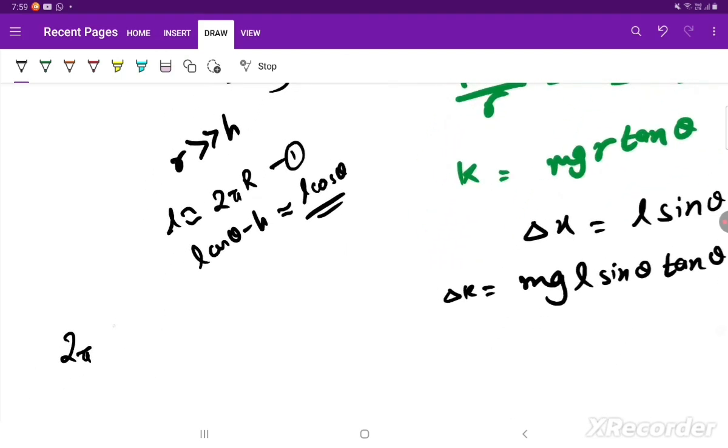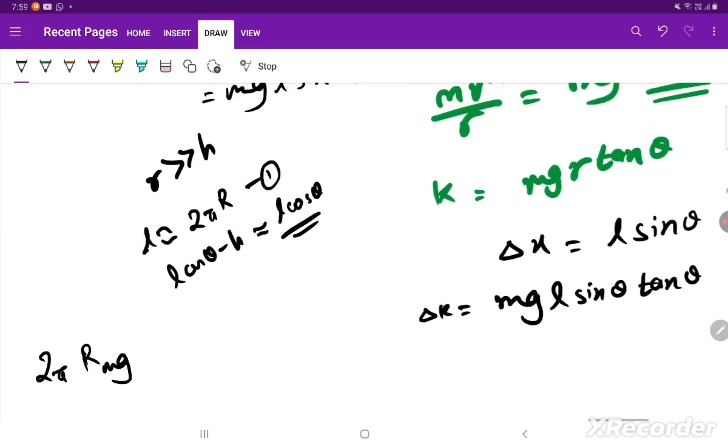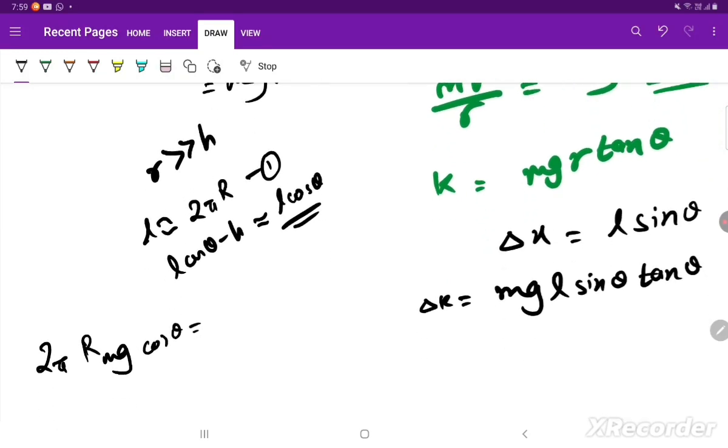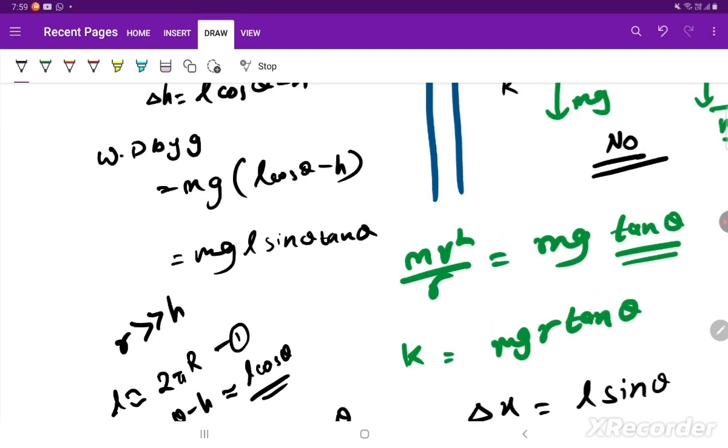Yeah, we'll get 2 pi r mg. We'll get 2 pi r mg cos theta is equal to mgl sin theta tan theta. Hope you get it.